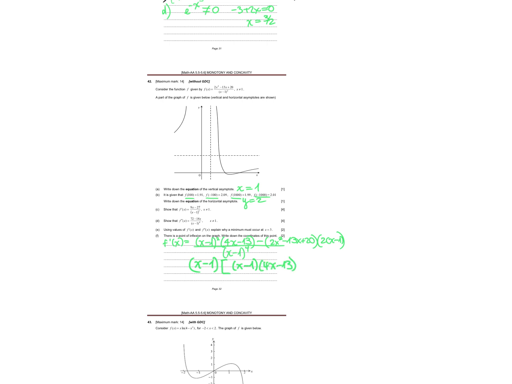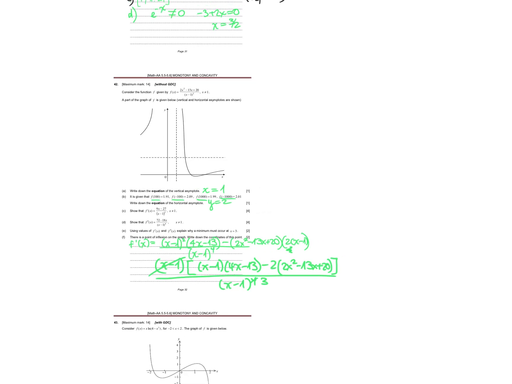And then minus 2 times (2x squared minus 13x plus 20). And then that is all over (x minus 1) to the 4th. And one of those will cancel. So when we distribute this out, we're going to have 4x squared minus 13x minus 4x, so minus 17x plus 13. And then we're going to have minus 4x squared plus 26x minus 40. And then that's over (x minus 1) cubed.